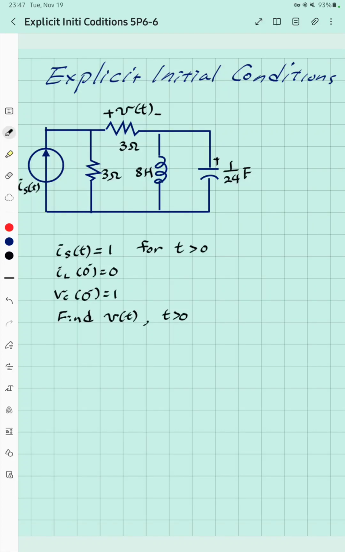Hi, this is a problem set from the slides. I'm going to show how to solve it. This is an explicit initial condition, one of the sample questions.